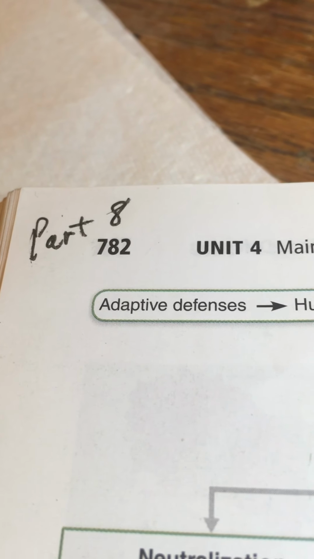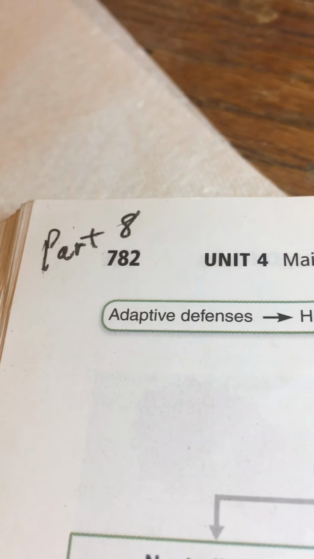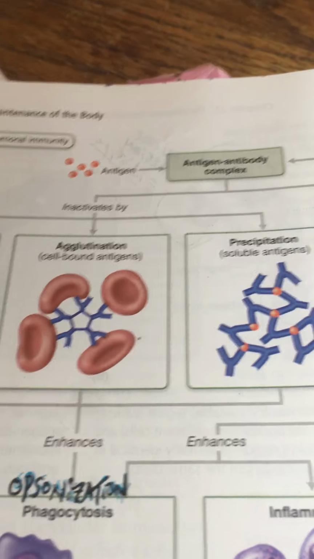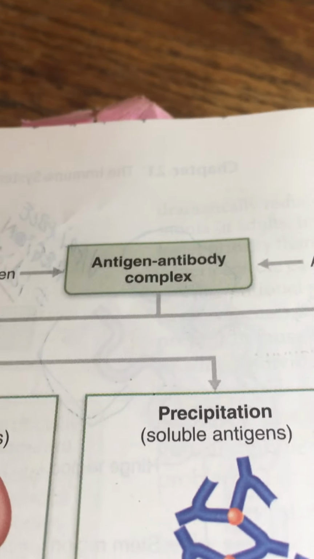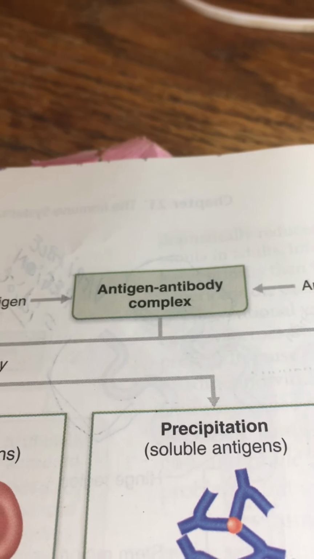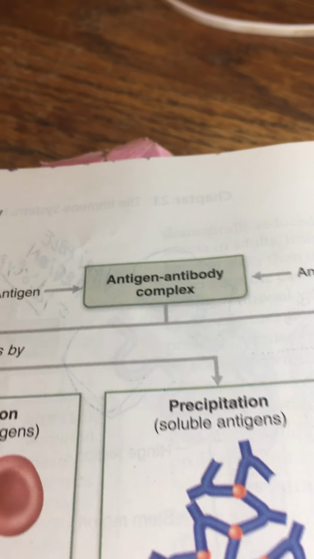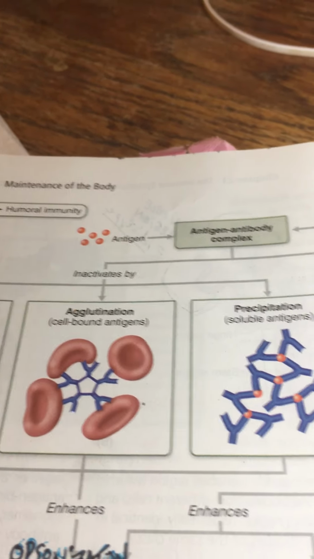We have arrived at part 8 of the immune system, page 782, where we have figure 21-15 that provides us with an overview of activities here. What happens when we have an antigen-antibody complex? What's going on? How do the antibodies and the antigens interact with one another? And they give us the variety of activities here.